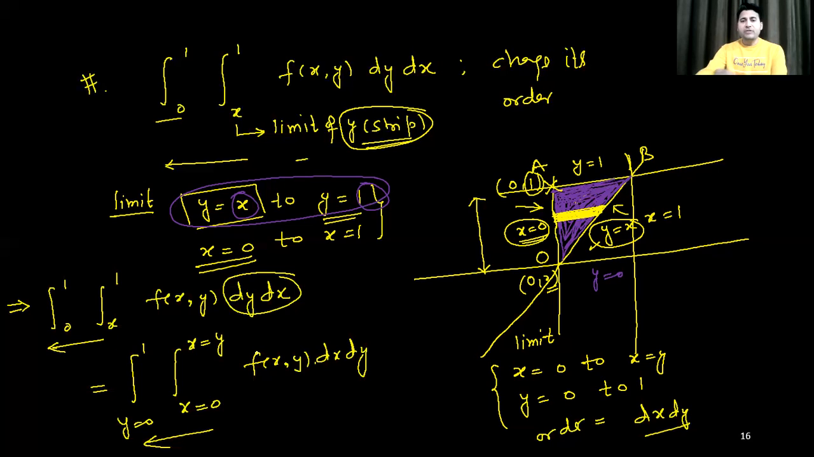I hope you understood the concept. You need to just focus on two things: what the original question's order is, that is, what strip they have taken, and we have to just reverse that strip. Reverse that strip means the elementary region. If in the original question they are taking the strip parallel to the y-axis, we should take it parallel to the x-axis. If in the original question they are taking it parallel to the x-axis, we should take it parallel to the y-axis.